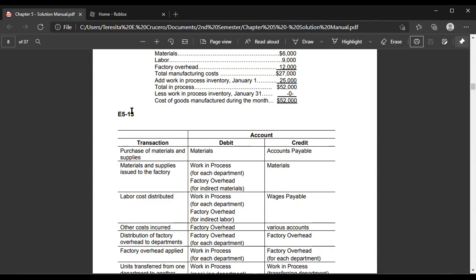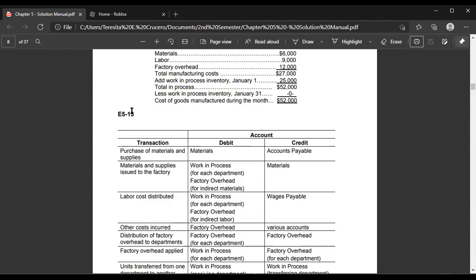Then letter number two, issuance of materials and supplies for the factory. So we now debit work in process for each department for direct materials, then debit factory overhead for indirect materials, or factory overhead control. That may be your alternative account for the actual indirect materials cost. So our credit is materials. Then for letter number three, factory labor cost distributed.